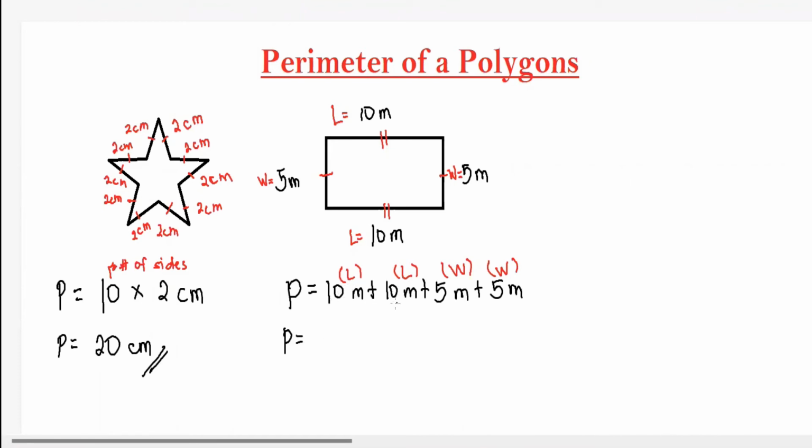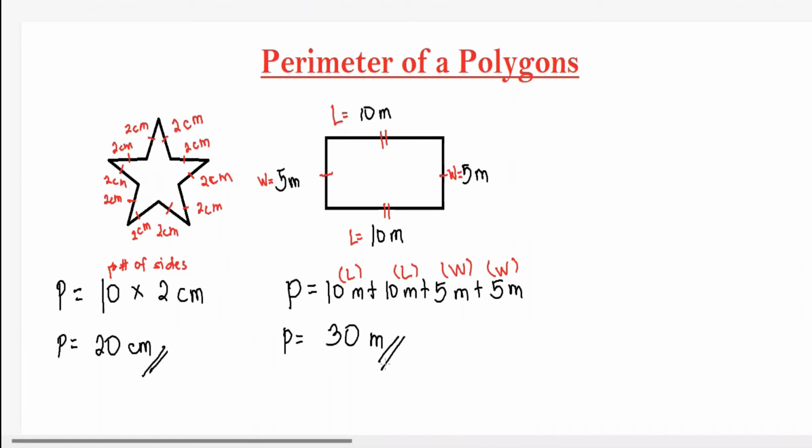10 plus 10? 20. 20 plus 5? 25. Plus 5, another 5? 30. 30. Very good. And what is our apelyido? Last name? 30 meters. Meters. Okay, or our unit of measurement. So, 30 meters is our perimeter. Any question?